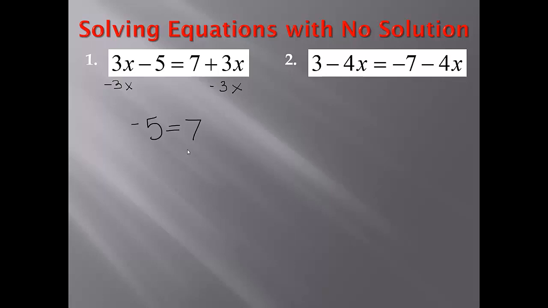So our answer is negative 5 equals 7. This is not a true statement because negative 5 does not equal 7. So this would be no solution.